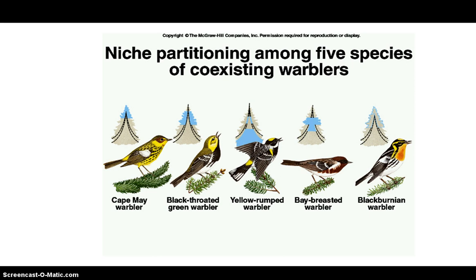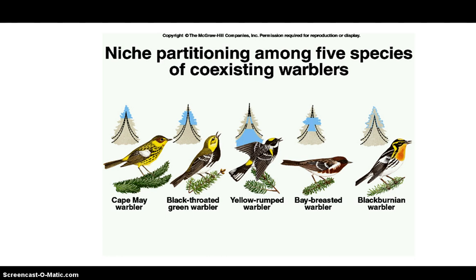Now, the way that some animals get around it is they do something called niche partitioning. So here are 5 different species of warblers, and they're all very similar, but they have adapted to eat different types of insects, to use different parts of the tree. If you look at the blue areas in the tree above them, there's not a lot of overlap. The Blackburnian warbler on the far right only forages on the very outside of the tree, whereas the Cape May warbler only forages at the very top part of the tree. The yellow-rumped warbler in the middle here forages on the inner branches of the tree.